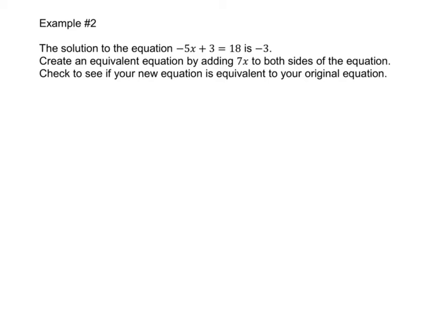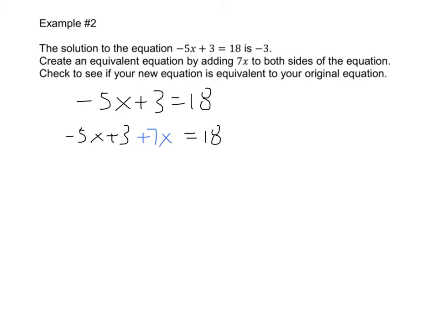This time we have the equation negative 5x plus 3 equals 18. And again, I'm going to tell you the solution is negative 3. Let's create an equivalent equation by adding 7x to both sides of the equation. All right, so let's do that. We have negative 5x plus 3, and let's add 7x to this side. But if I want to create an equivalent equation, I need to add the same thing to the right-hand side.